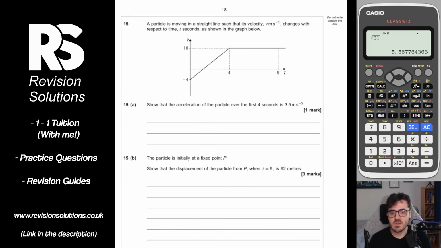So to get the acceleration from a VT graph, it's just the gradient at any point. So we'll just do the rise over the run. So the acceleration is going to be the rise where we go from -4 all the way up to 10. So that's a rise of 14. And we start at t equals 0 and get to t equals 4. So that would be a run of 4, which is going to be 3.5 meters per second squared.